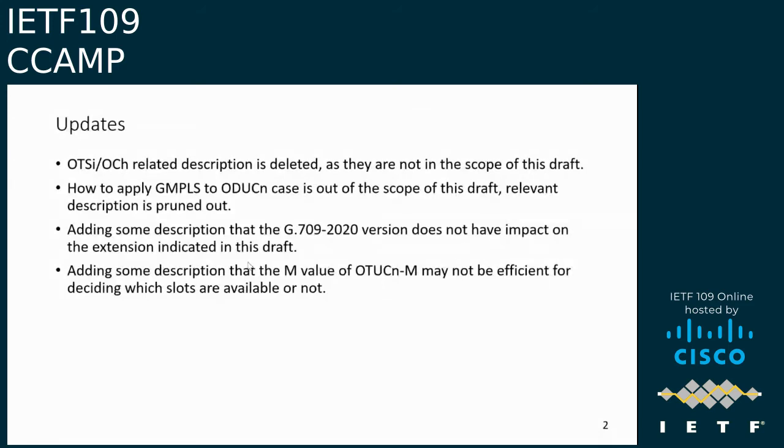And for the last update, we add some description that the M value of OTUCn-M may not be sufficient for deciding which slots are available or not. The reason is that currently the crossing algorithm is not standardized, so we have the conclusion that the M value is not sufficient.